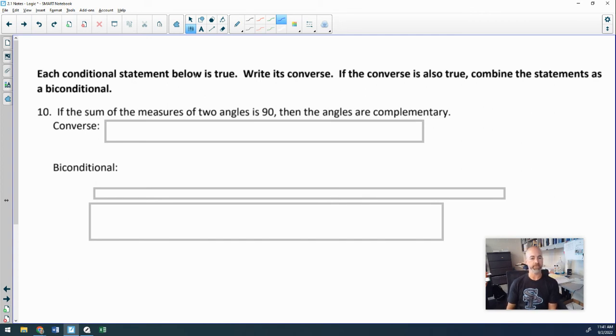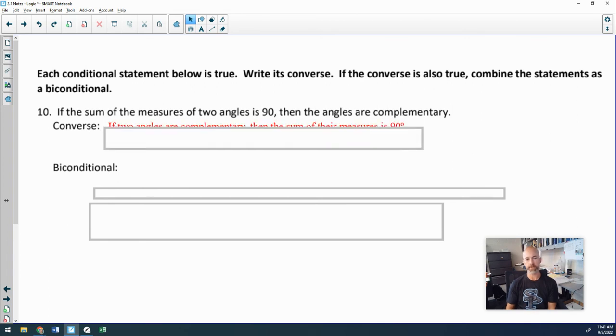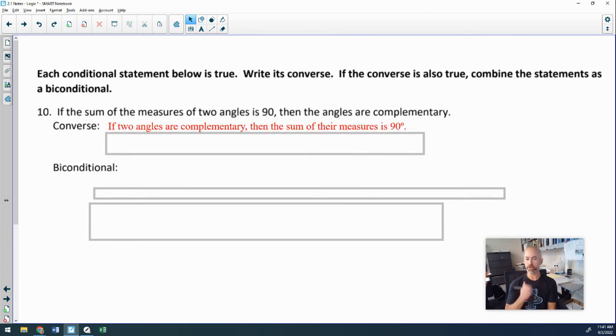The conditional statement below is true. Write the converse. If the converse is true, then combine the statements as a biconditional. Okay, so the converse is to flip the order of the Q and the P. If the sum of the measures of two angles is 90, then the angles are complementary. So the converse is, if two angles are complementary, then their sum is 90. Is that true? Yes, it is.